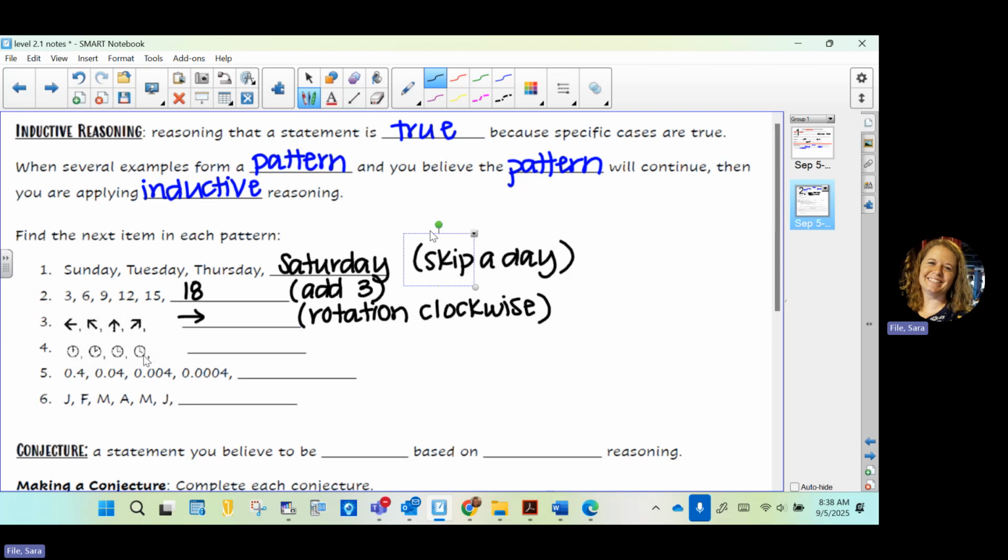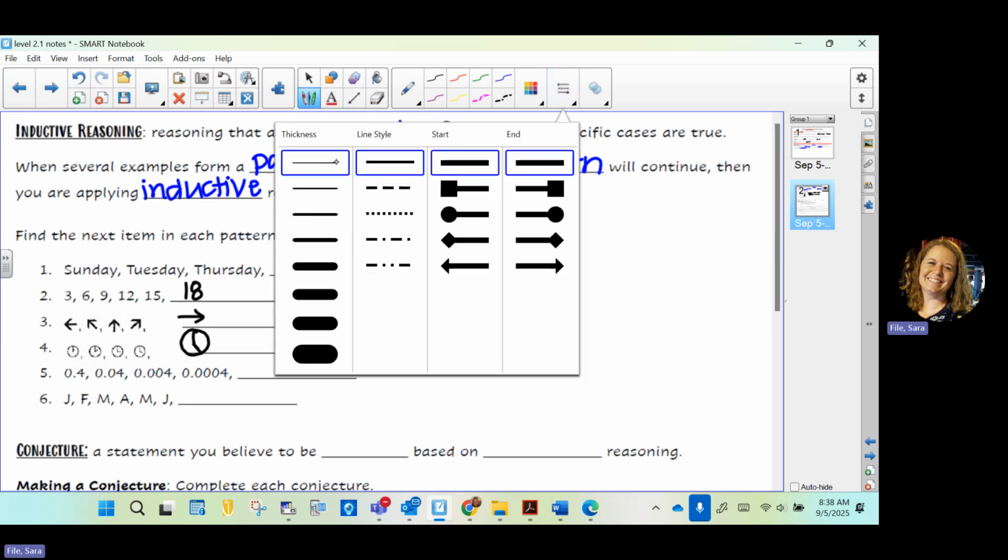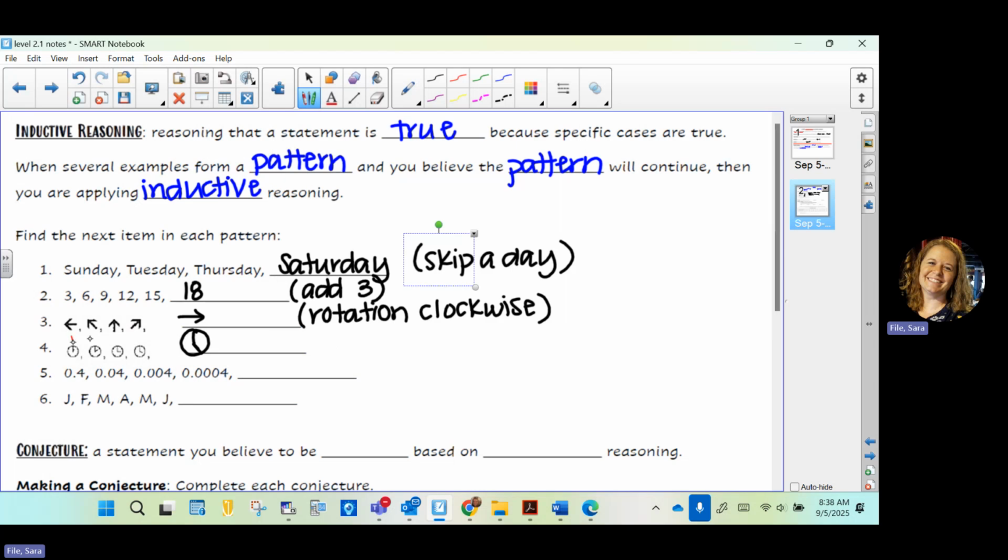So where would it point in the next one? 5. Okay, so I'm going to draw this. The minute hands are all pointing up at 12, so that's not going to change. But that hour hand would be pointing down here at 5. If you need to make a little side note of that and say that that's pointing at 1, 2, 3, 4, 5, you can make a little note of that.